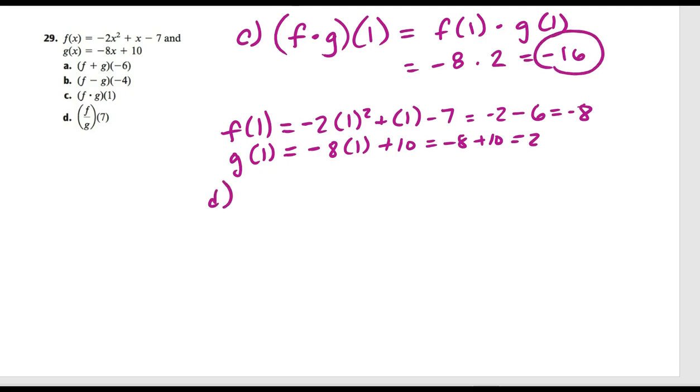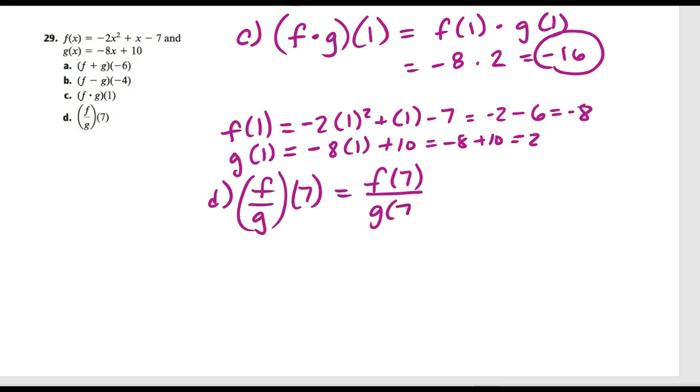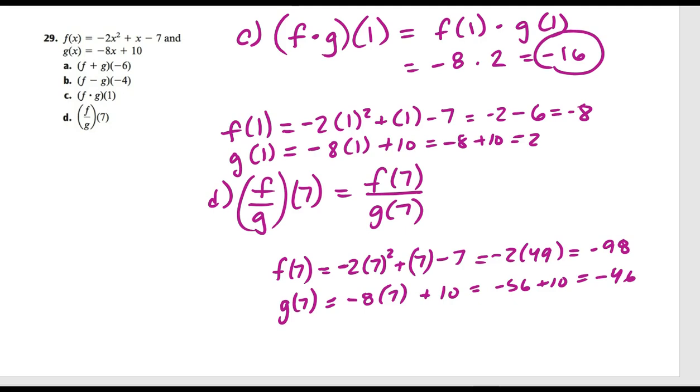And then G asks us to combine f and g with division. So what is the quotient of f divided by g at 7? And we know we could write it out as f of 7 divided by g of 7. So let's evaluate what is f at 7 and what is g at 7. So I found that f of 7 is -98 and g of 7 is -46. And if I simplify that, I'll get 49/23.